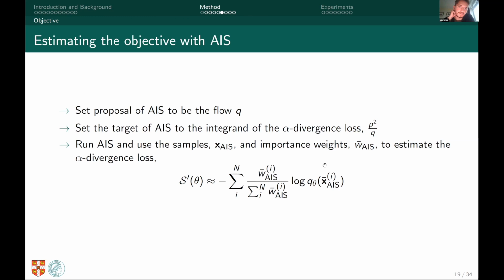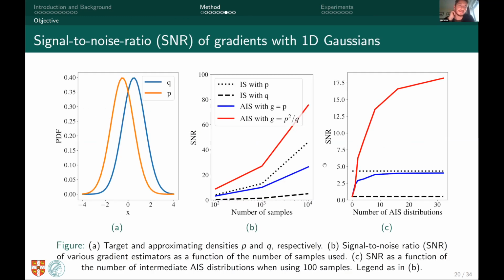And if you go to the next slide, Vincent, one thing that we can do is look at the signal to noise ratio of the gradients we get with our method. In this case, we can set P and Q both to Gaussians, so we can actually sample directly from P if we want to. We can then compare the signal to noise ratio of various estimators for estimating this alpha equals 2 divergence loss. So we estimate it with samples from Q. That's the dark dotted line.